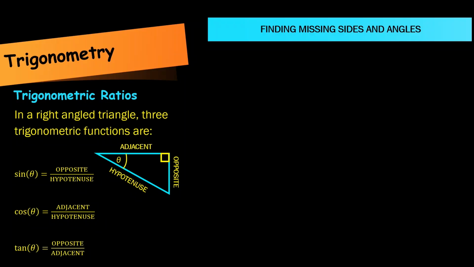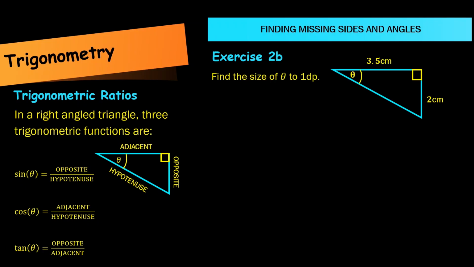You will also recall that in a right-angled triangle, the 3 trigonometric functions are as shown. Sine theta equals opposite over hypotenuse, cos theta equals adjacent over hypotenuse, and tan theta equals opposite over adjacent. We can apply this to exercise 2b, where we are required to find the size of theta to 1 decimal place in the triangle shown on your screen on the right-hand side. Notice that we have the opposite to theta and we have the adjacent to theta.